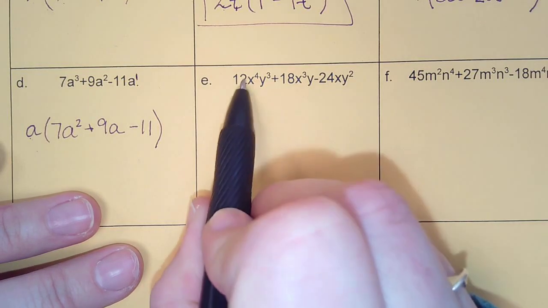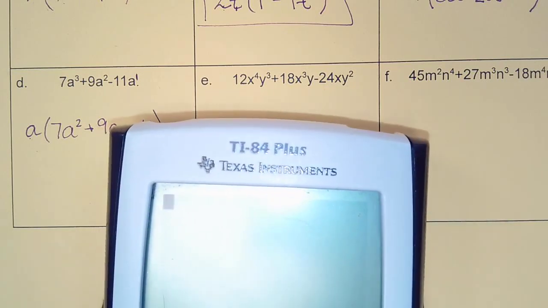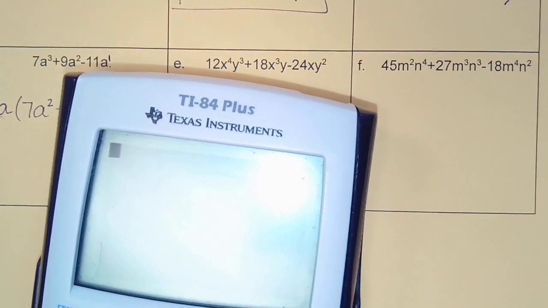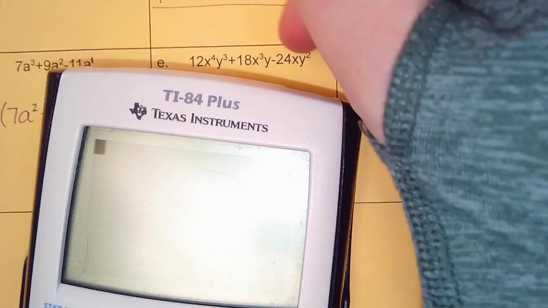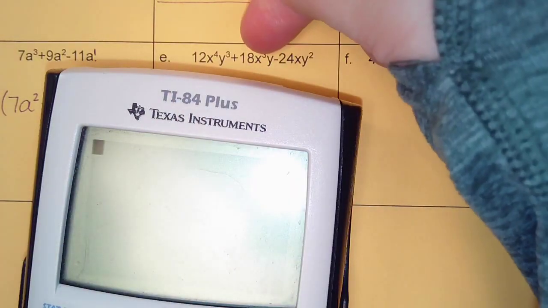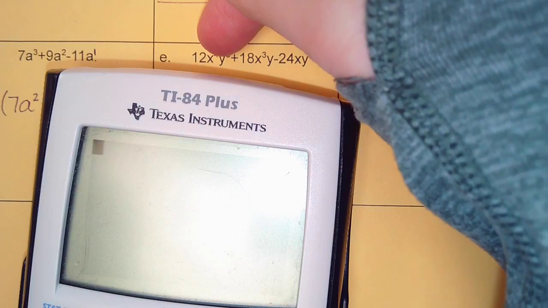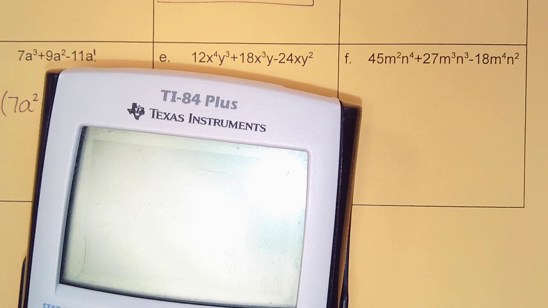E. 12, 18, and 24. So at first glance, I'm thinking, well, they're all even. 2 comes out. If you start to struggle with this, we can start just thinking of our factors of the smallest number, so 12. 2 goes in, sure. 3 goes in, yes. 3 goes into 18, yeah, 3 times 6. 3 goes into 24, 3 times 8. 4 does not go into 18. 5 doesn't. 6 goes into 12. Does it go into 18? Yes. Does it go into 24? Yes.